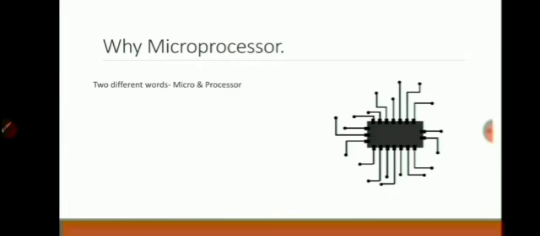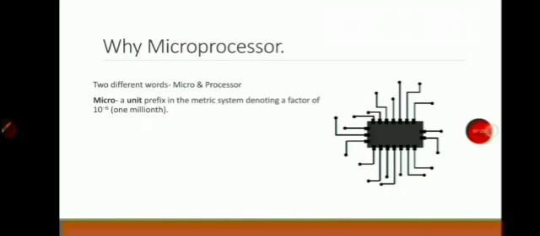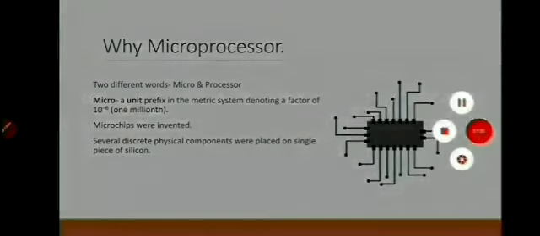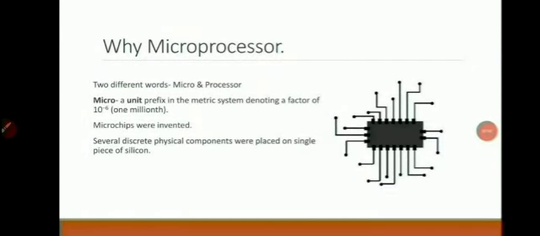Now the question comes, what is a microprocessor? Microprocessor consists of two different words. One is micro and the other is processor. In the 1970s, microchips were invented. The various physical discrete components were fabricated on a single piece of silicon, and hence the system became very small, so small that we cannot see it with our naked eyes. Therefore, we term it micro.